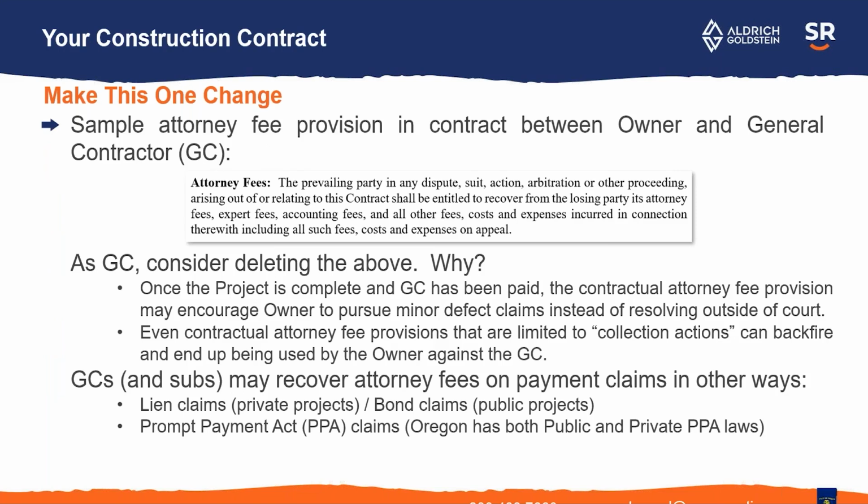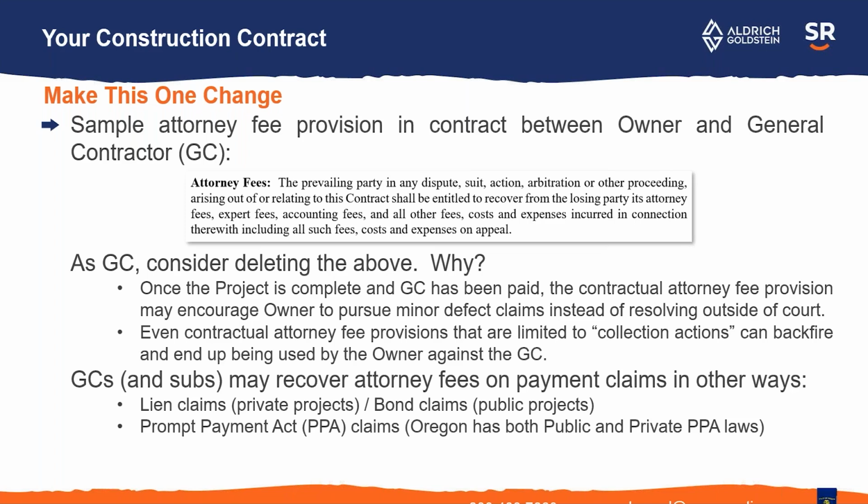So your construction contract. What I have up on the screen is a sample attorney fee provision. A lot of times if you're a GC and the owner came up with a contract, or even if you have a form contract that you prefer to use, they will include what's called a prevailing party attorney fee provision. And that means that if there's a lawsuit or an arbitration, the loser pays the winner's attorney fees. Without that provision, unless there is a statute, then you don't have the right automatically to collect your fees. So a lot of people think that's a great provision to have. I would say, as a general contractor, consider deleting that.